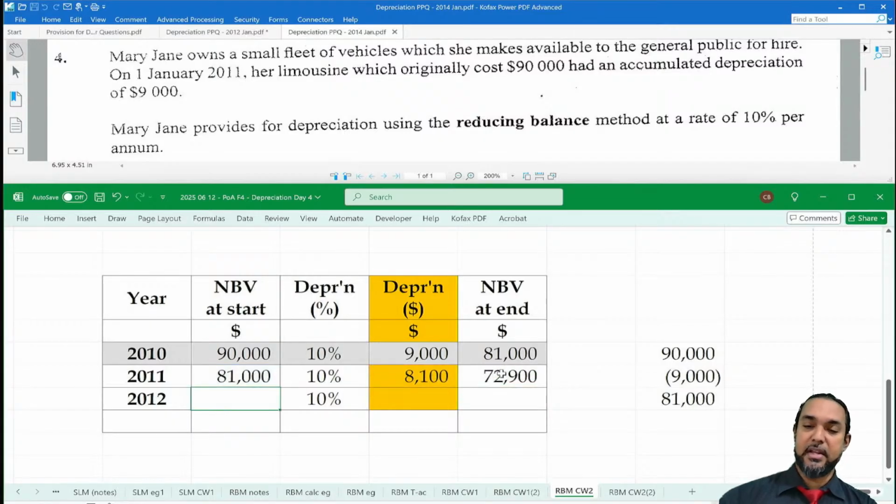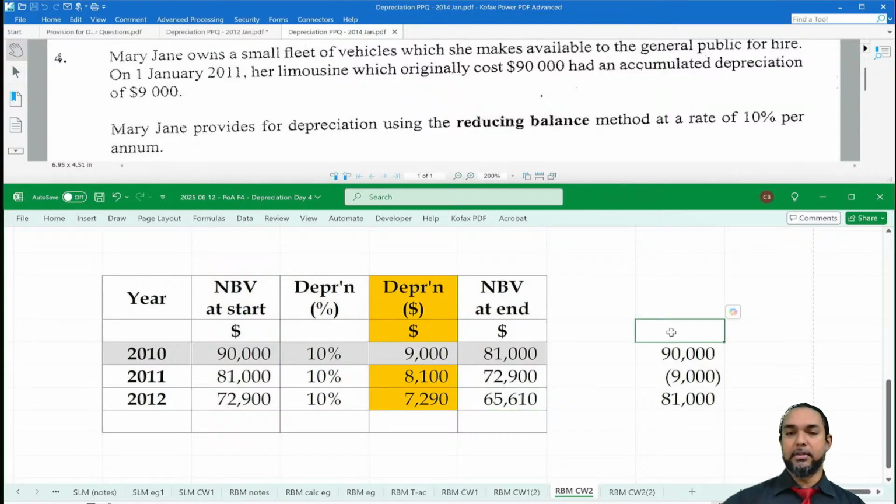And then the balance at the end of year 2 becomes the balance at the start of year 3. We find 10% of 72,900, and I think we get 65,610 when you subtract. Okay, so we'll stop there.